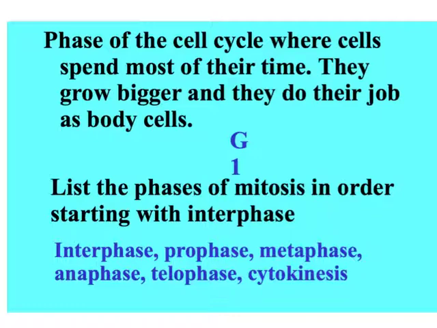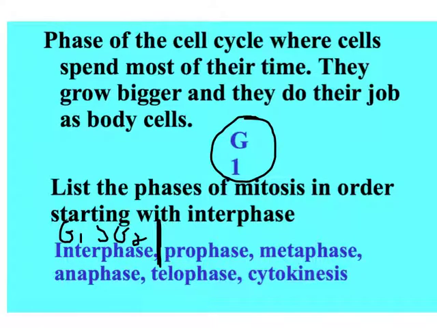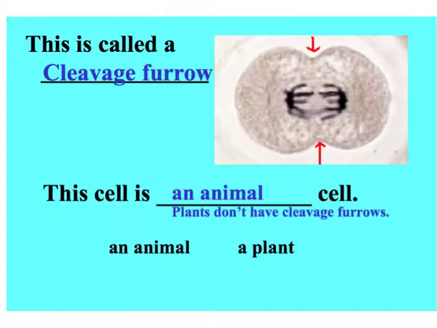Phase of the cell cycle where cells spend most of their time. They grow bigger and they do their job as body cells. This is our G1 phase, the first step of the cell cycle. List the phases of mitosis in order, starting with interphase. So interphase is before mitosis starts, and that includes G1, S, and G2 phase. Prophase, metaphase, anaphase, telophase, that's mitosis. After telophase, mitosis ends, and we must do cytokinesis in order to divide the cytoplasm.